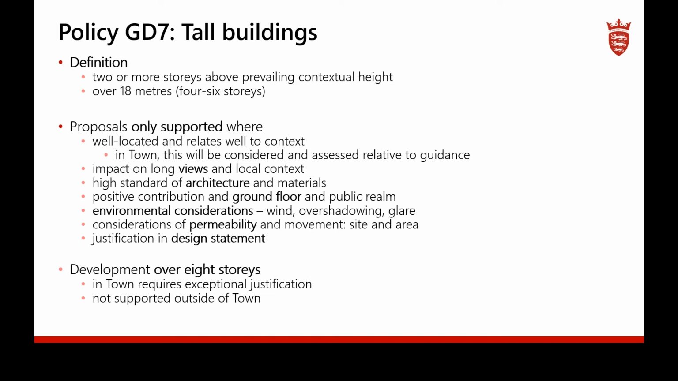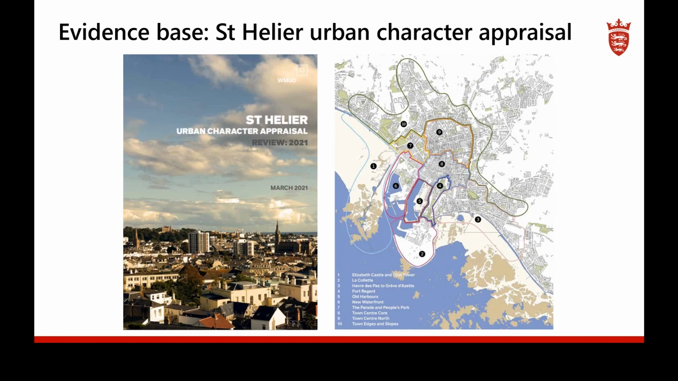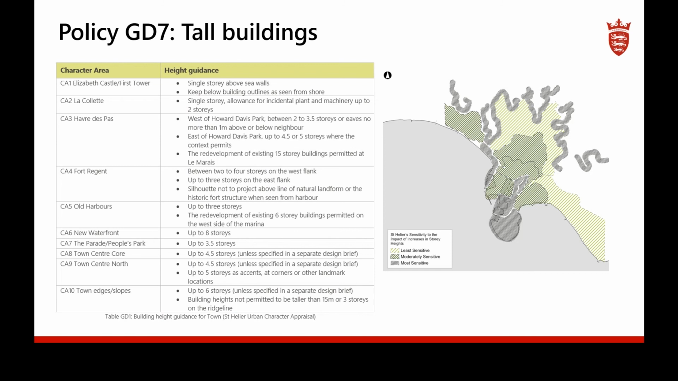This policy has been informed by some of the work that's been undertaken to revise the St Helier urban character appraisal. Some of you may be familiar with the current urban character appraisal. That's been reviewed and refreshed. That was undertaken in 2005. Character areas are largely the same. There's been some revision to the boundaries of the character areas, but we've still got those 10 character areas across the town, and that work has been undertaken to examine the capacity and potential for different parts of the town to accommodate different forms of development, and that's looked at considerations of height.